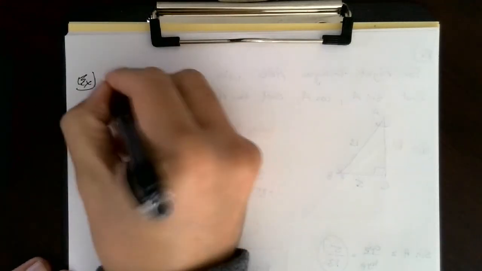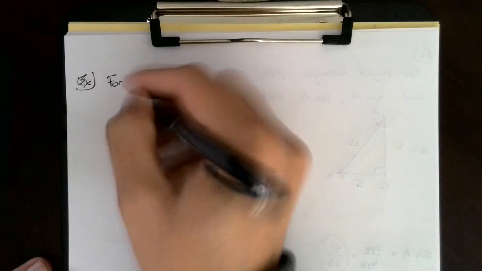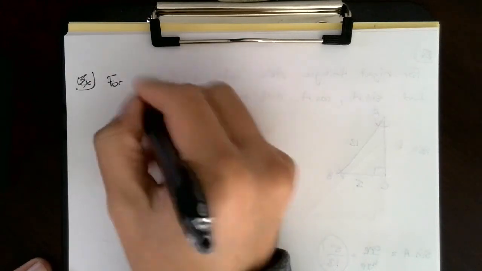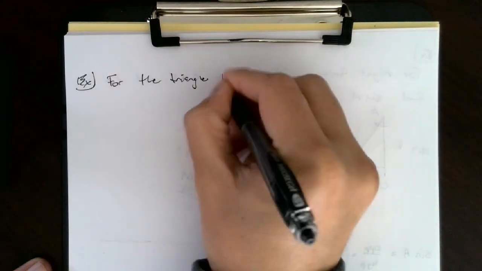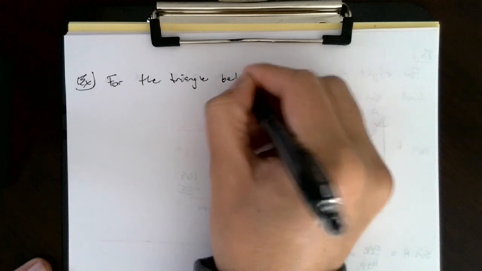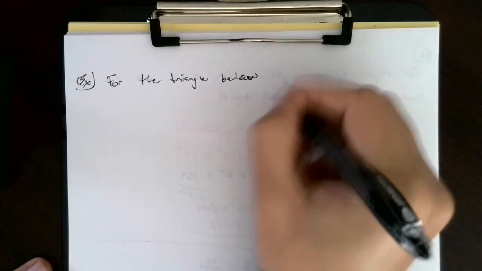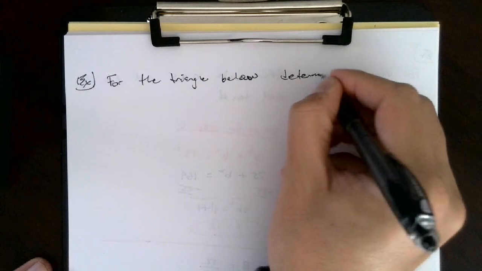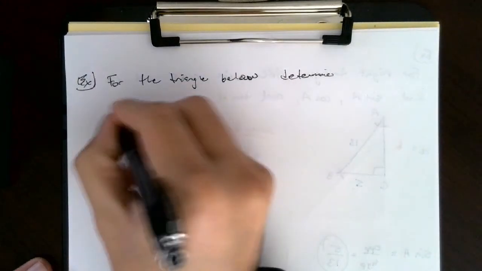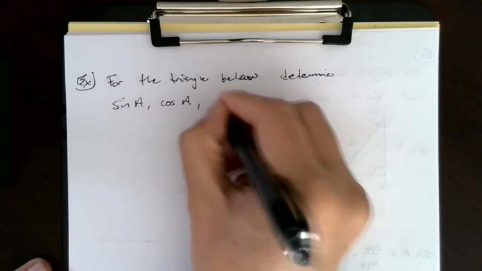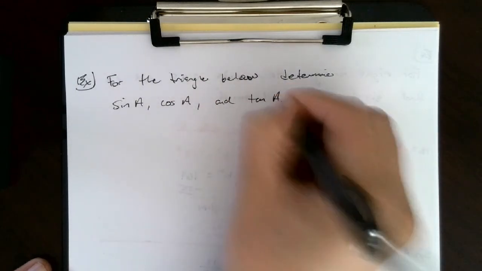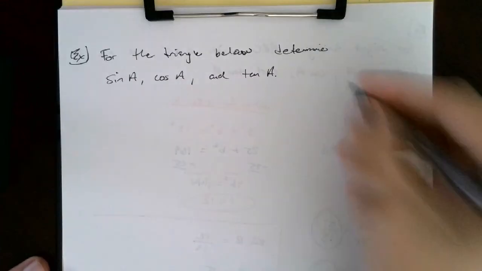So if I said, for this example, for the triangle below, determine sine of A, cosine of A, and tangent of A. So this time I'm going to give you the triangle so you don't have to draw it for yourself. We're going to draw it together here.